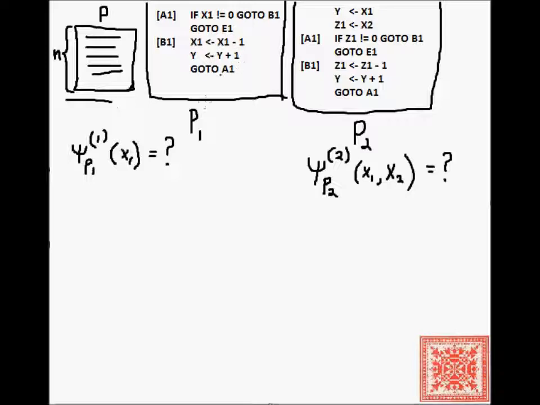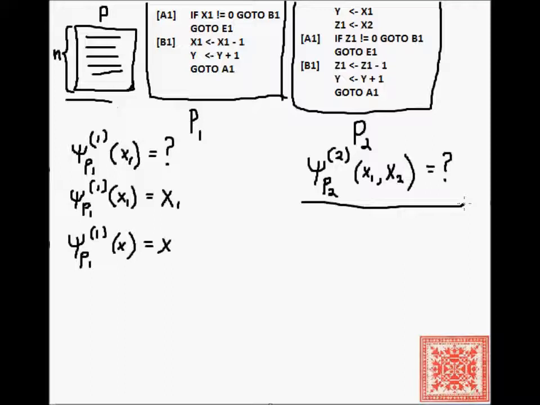If you look at it, x1 is decreased until it gets to 0, and y is increased by 1 until x1 is 0. So psi P1 of 1 of x1 is equal to x1, because the value of y in the terminal snapshot is the value of x1. Or, more generally, psi sub P1 of 1 of x is equal to x.